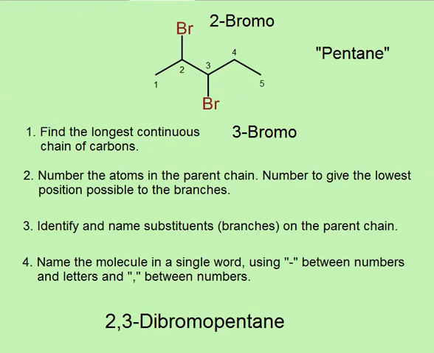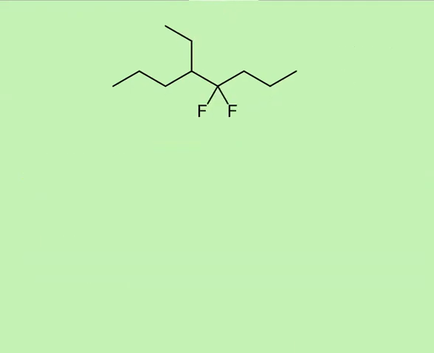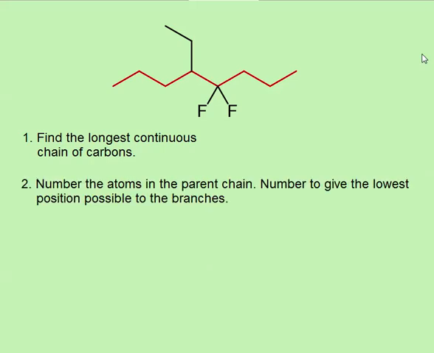Let's look at another. Again, try something a bit more challenging. Let's look for the longest continuous chain of carbons. It's still from left to right. We want to number the carbons in that main chain, and number so that we can give the branches the lowest possible numbering. From the left, the first branch is on carbon number 4, but if we look from the right, the first branch is on carbon number 4 as well.